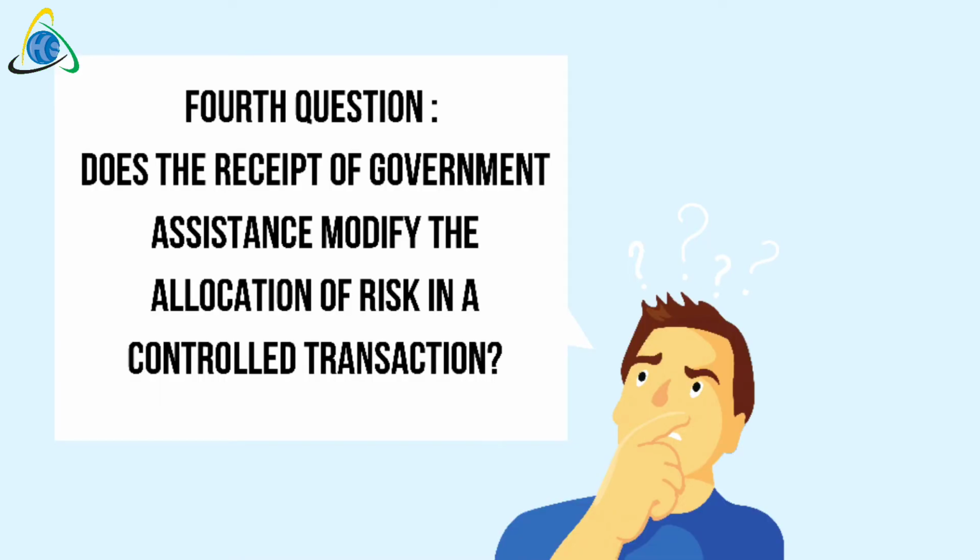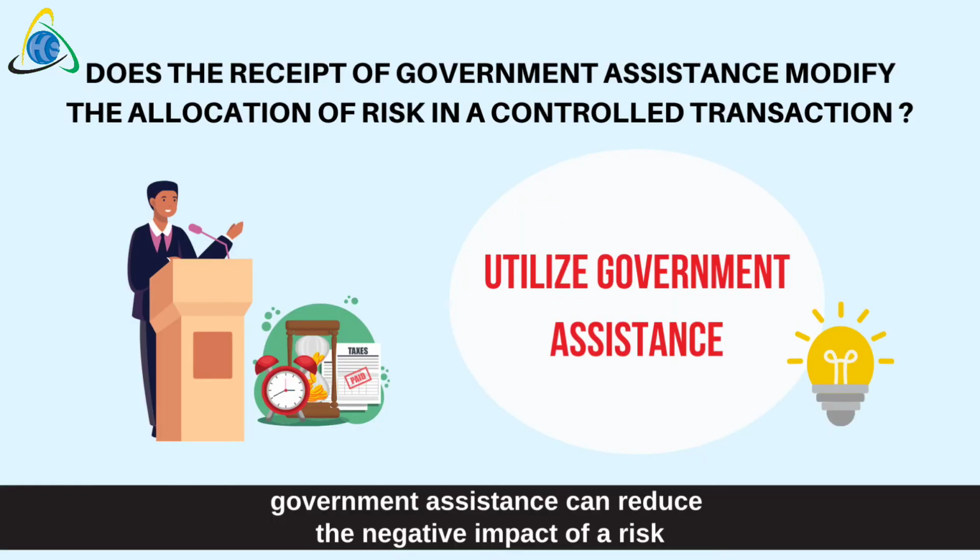Next question. Does the receipt of government assistance modify the allocation of risk in a controlled transaction? Government assistance can reduce the negative impact of a risk.